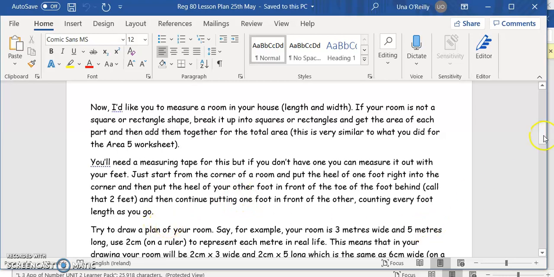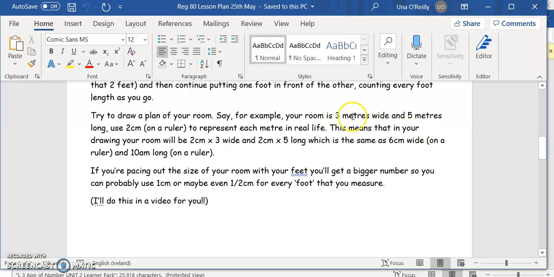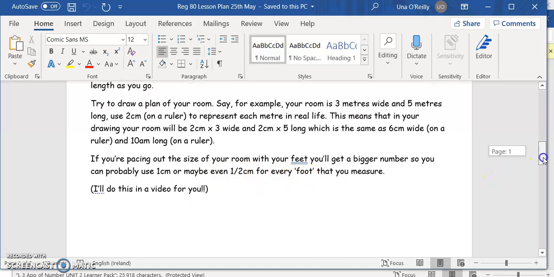Okay. Try to draw a plan of your room. So say, for example, your room is 3 meters wide and 5 meters long. Use 2 centimeters on a ruler to represent each meter in real life. So this means that in your drawing, your room will be 2 centimeters multiplied by 3, and 2 centimeters by 5, which is the same as 6 centimeters wide on a ruler and 10 centimeters long on a ruler. If you're pacing out the size of your room with your feet, you'll get a bigger number. So you can probably use 1 centimeter or maybe even half a centimeter for every foot that you measure. Okay, and I will try and get that video to you.